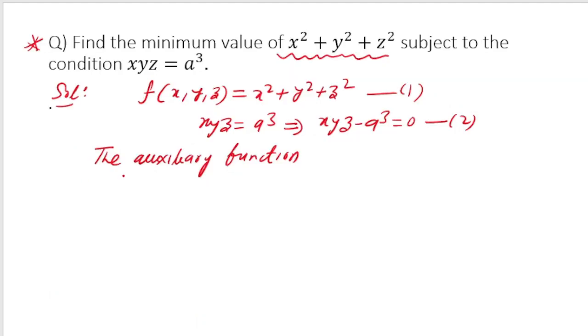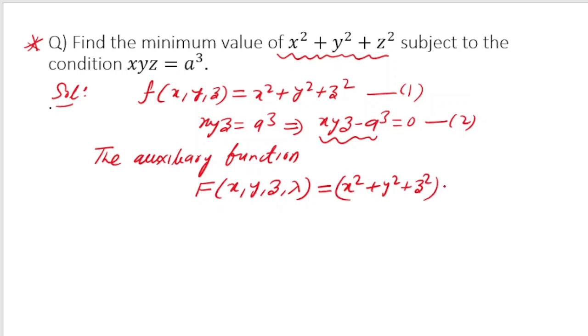But here, how many constraints are there? We have just one constraint. So we just have to use one Lagrange multiplier. I am going to write a new function, the auxiliary function, and I am representing it by capital F(x, y, z, lambda), because we have just one constraint. So I will just take one multiplier, and this is equal to x square plus y square plus z square plus lambda times (xyz minus a cube).